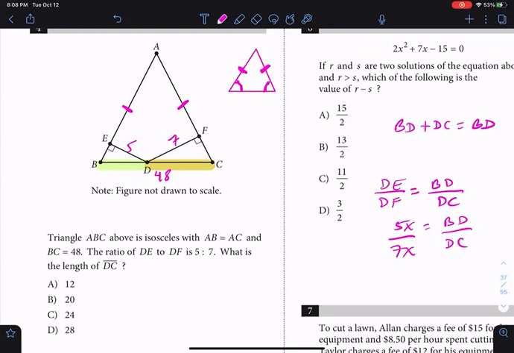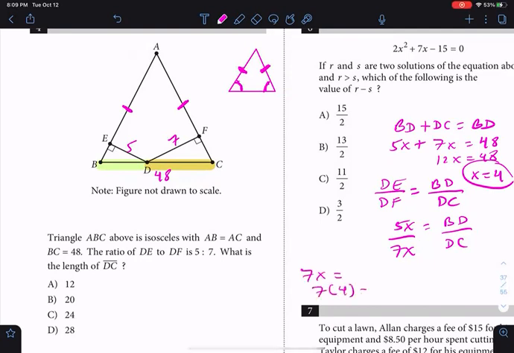But anyway, so this is going to be 5x plus 7x equals BD. BD is 48. You know that because they give you that from the beginning. So this is 12x equals 48. You solve for x, you get 4. That means if I want to find out what is DC, 7x, right? So I just need to plug that in here and you get 28, right?